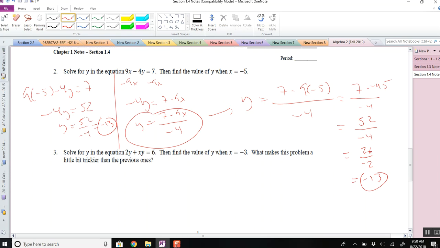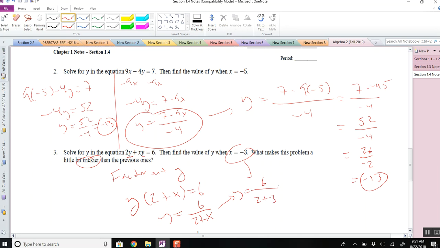Okay, for number 3. You're asked to solve for y. Now, this is tricky because y occurs twice. So what you want to do is factor out the y. And divide by 2 plus x. And you can do that because y is being multiplied to 2 plus x. So you divide by whatever y is being multiplied to. And then, when x is negative 3, you get negative 6.